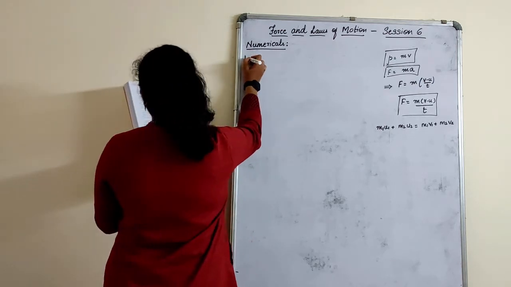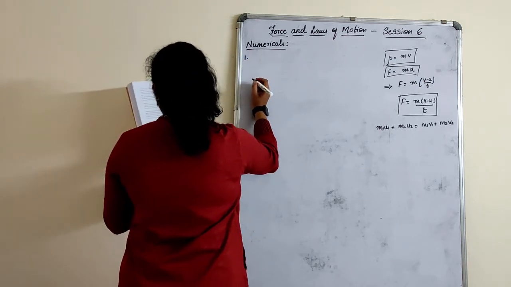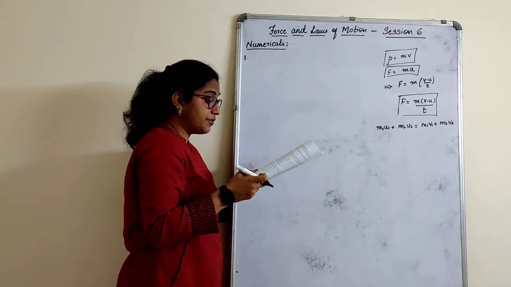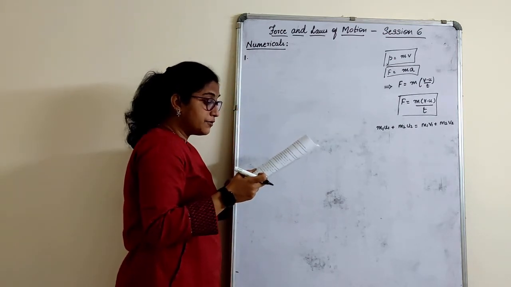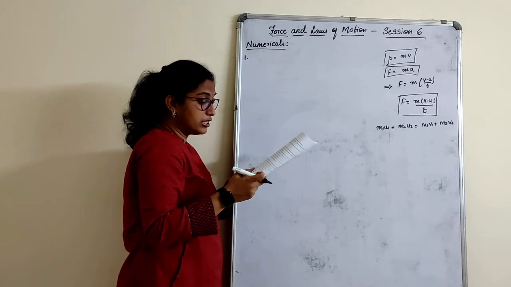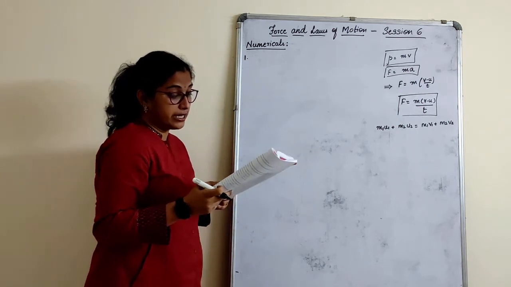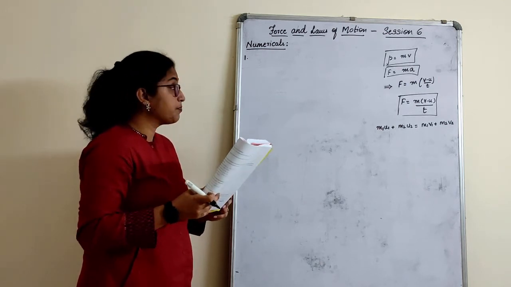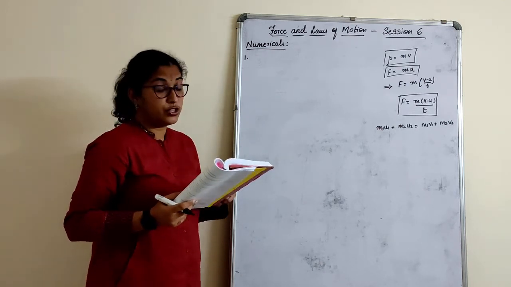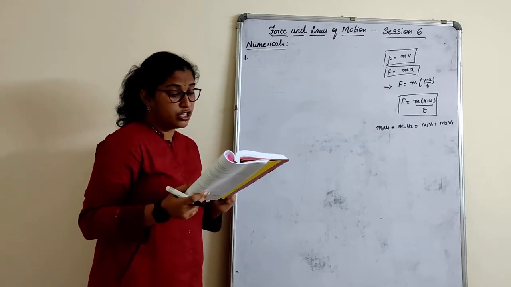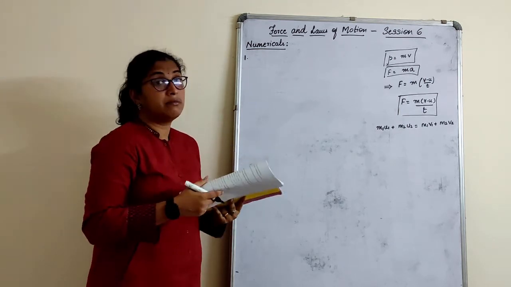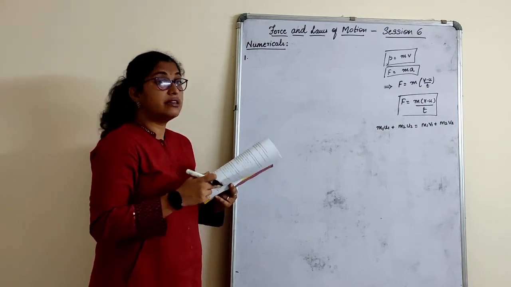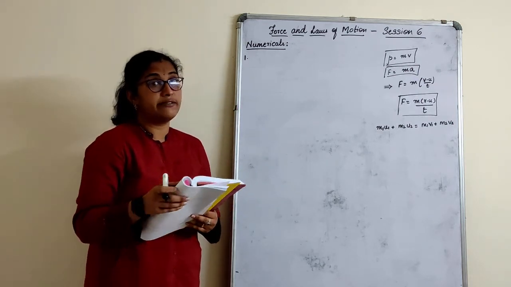First one: from a rifle of mass 4 kg, a bullet of mass 50 grams is fired with an initial velocity of 35 meters per second. Calculate the initial recoil velocity of the rifle. It's not as easy as it looks when you read the question. Whenever mass and velocity are given and we have to calculate something, the question is about mass and velocity.